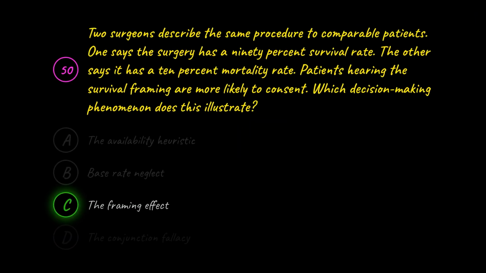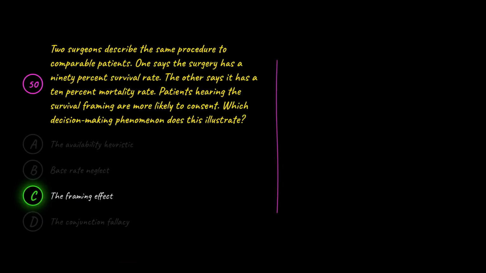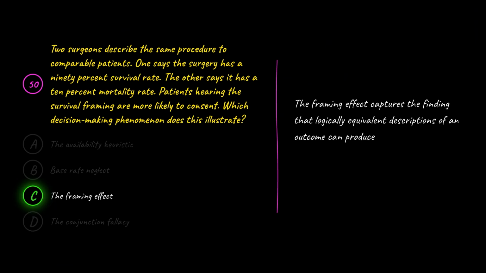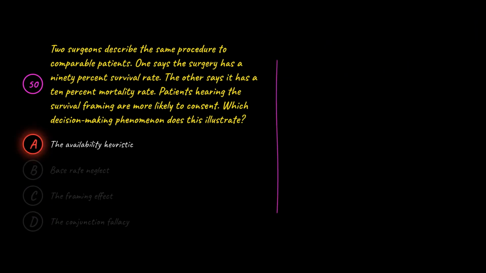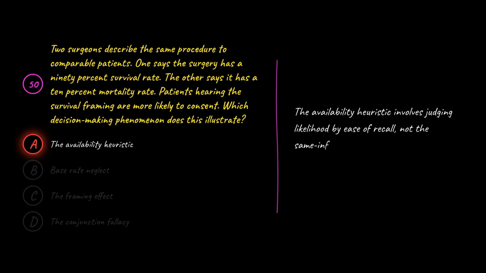The correct answer is C. The framing effect. C is correct because the framing effect captures the finding that logically equivalent descriptions of an outcome can produce different choices when one frame highlights gains and another highlights losses. Exactly the surgeon contrast. A is wrong because the availability heuristic involves judging likelihood by ease of recall, not the same information different frame effect described.